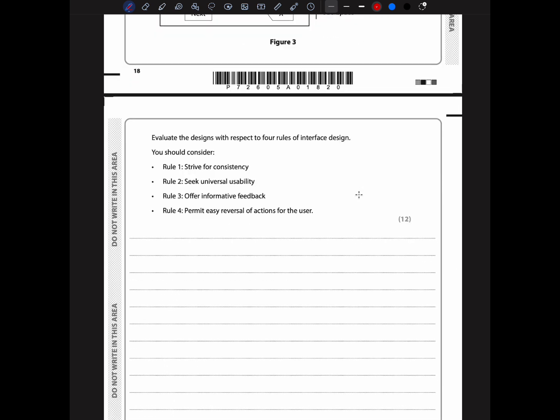Now the question is saying to evaluate the design with respect to 4 rules of interface design. They already mentioned the 4 rules of interface design: rule number 1 is strive for consistency. Number 2 is seek universal usability, then offer informative feedback, and permit easy reversal of action to the user.